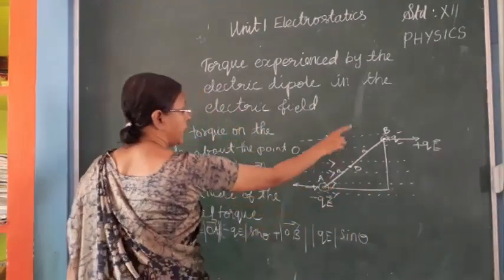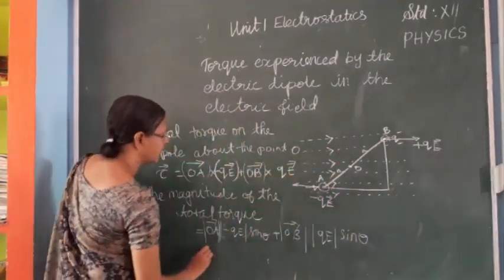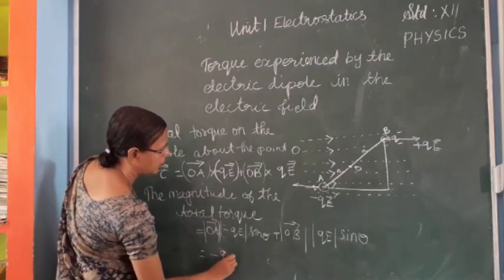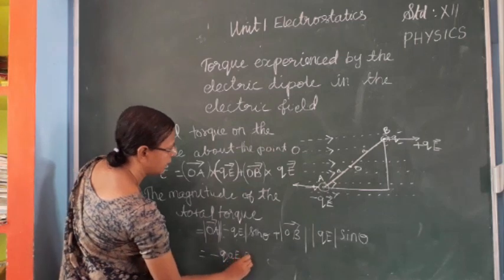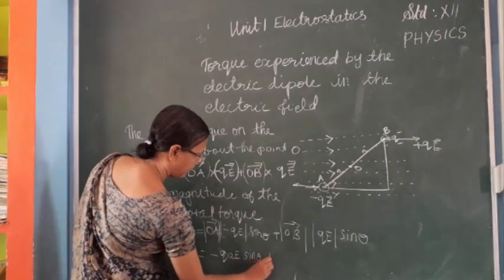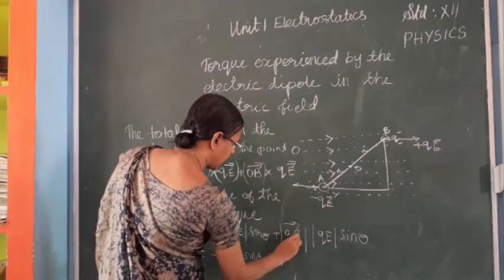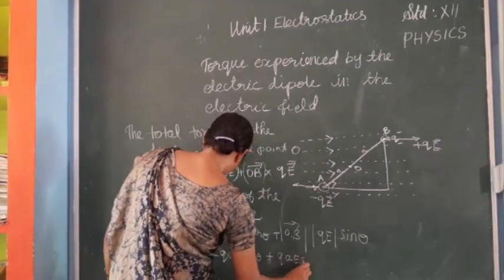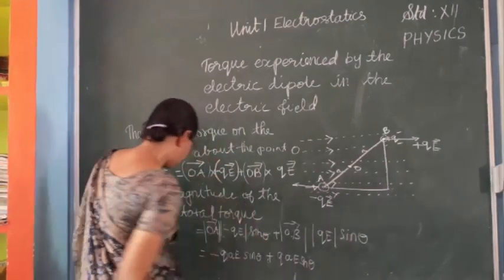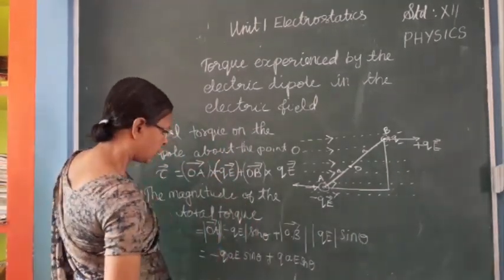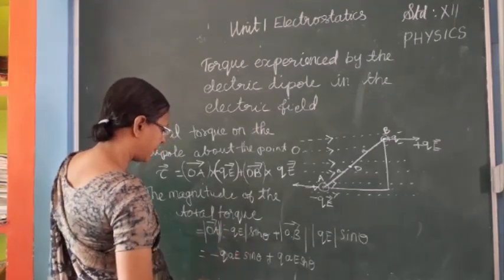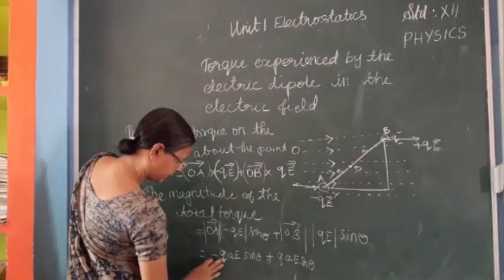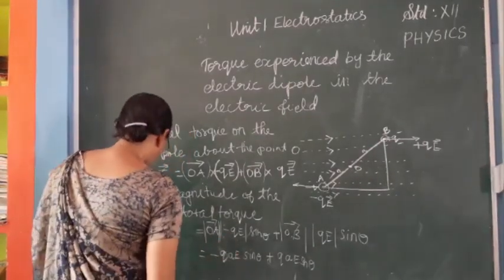So OB, OA value we know is A. So minus QAE sin theta plus Q, this here is A, QAE sin theta. For OB and OA, here we can take the common terms outside.